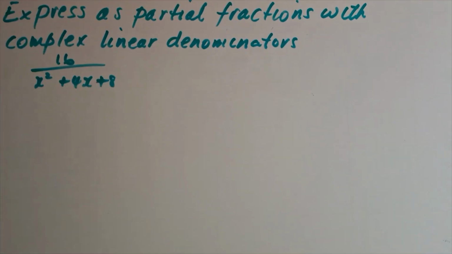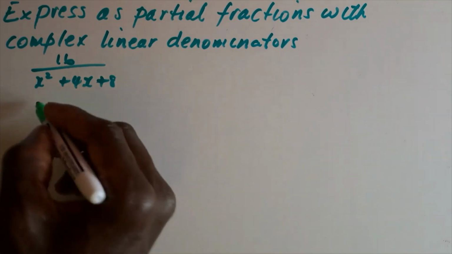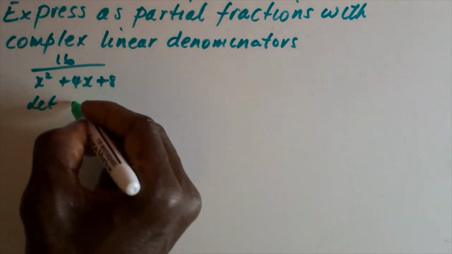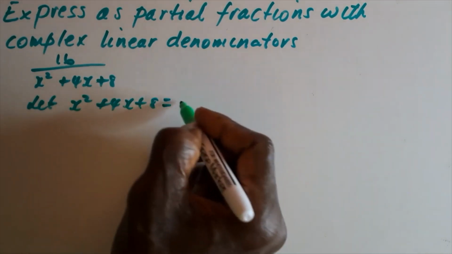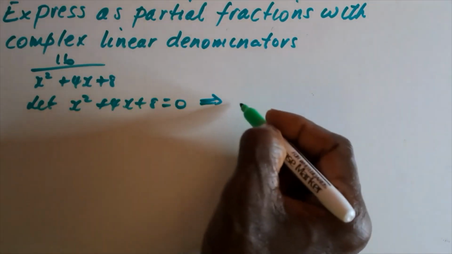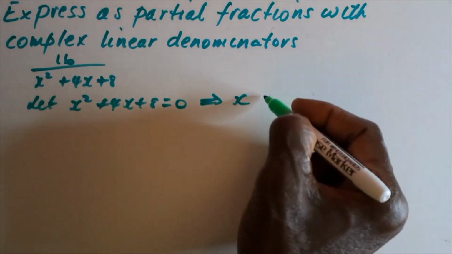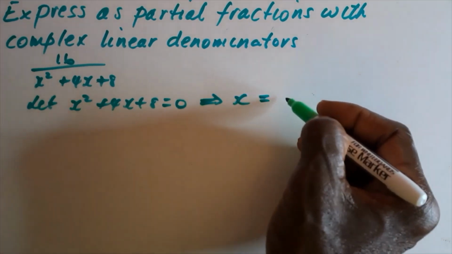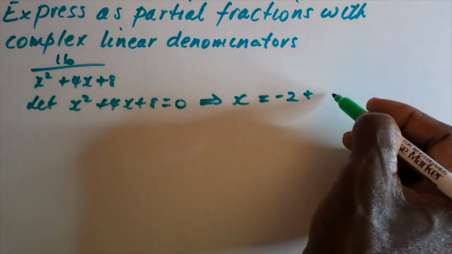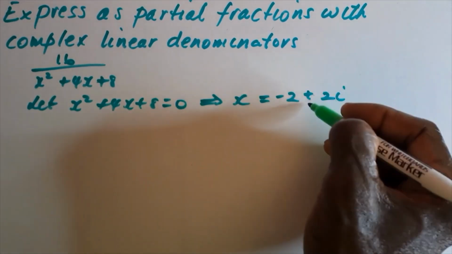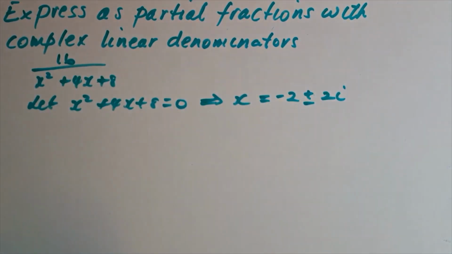Right, the same thing, but we have a different fraction here: 16 over x squared + 4x + 8. If we let this denominator x squared + 4x + 8 equal 0, we use the formula and our solution or roots are -2 + 2i and -2 - 2i.